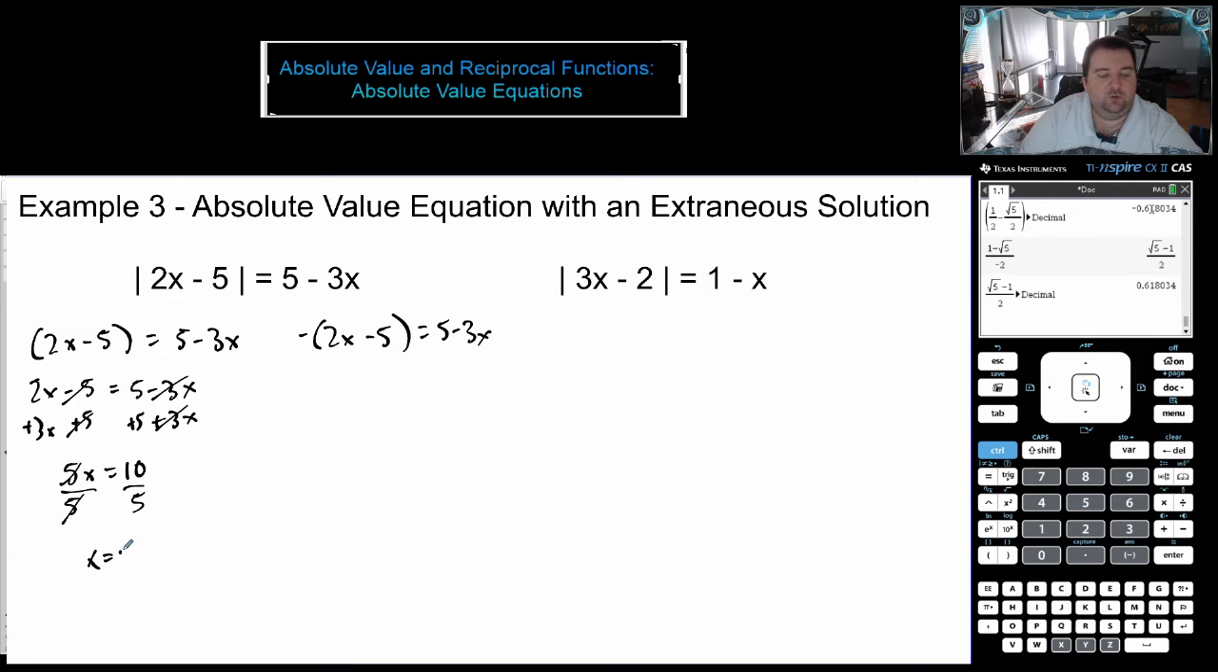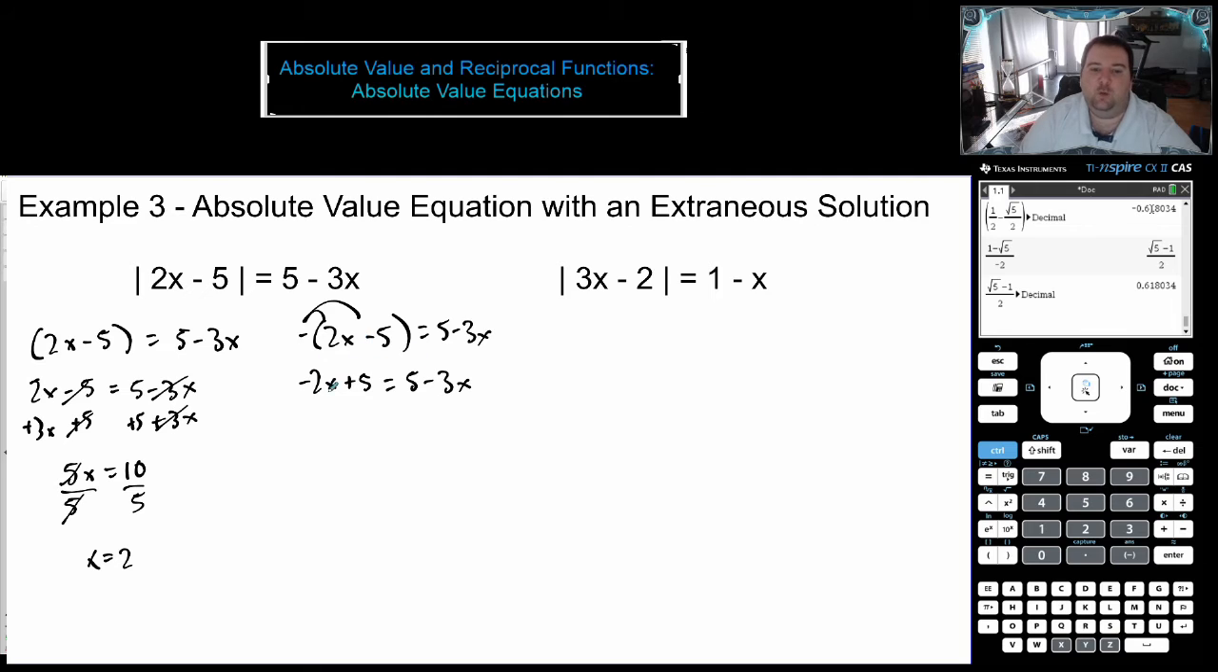And x, of course, is equal to 2. Let's do this one. So we're going to distribute that negative sign. Negative 1 times 2x is negative 2x, and negative 1 times negative 5 is positive 5, equals 5 minus 3x. We're going to do the same process here.